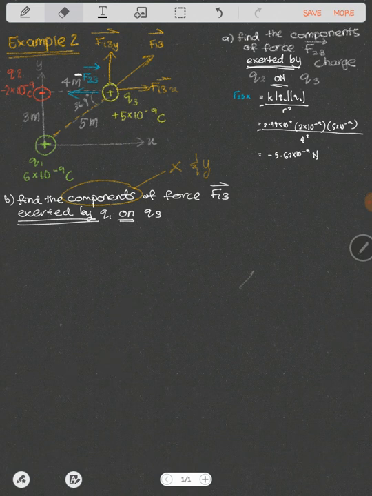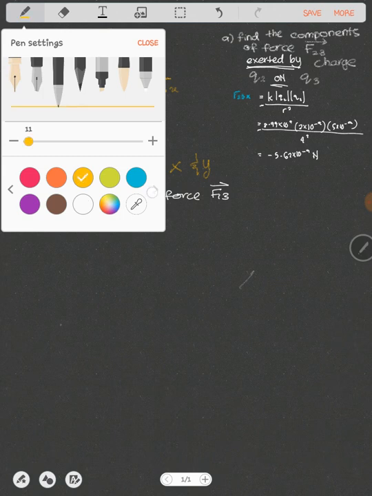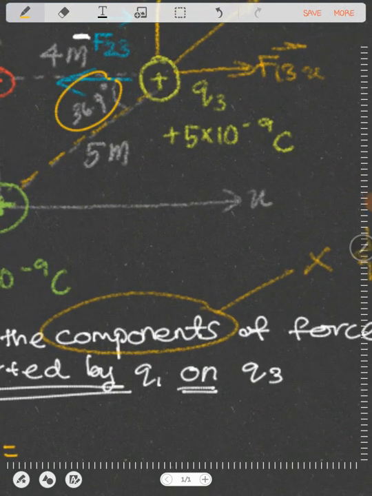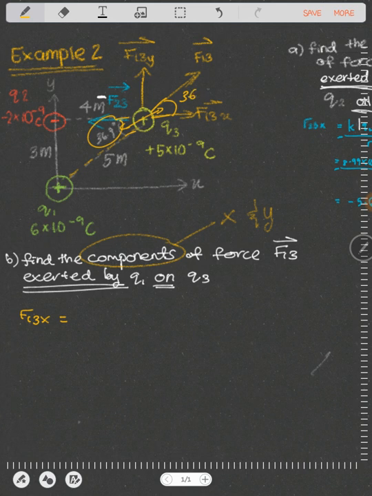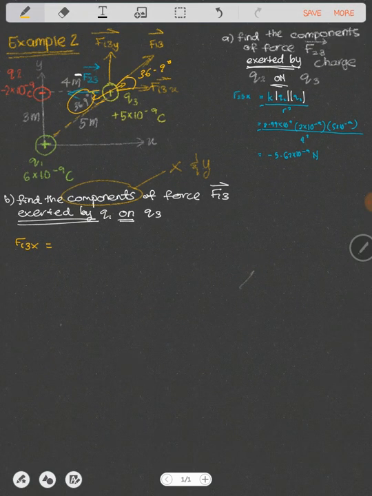Okay, so back to the question. It asks you to find the components. So we're going to start with component X. Since this is 36.9 degree, and the opposite one has the same angle, here also will be 36.9 degree. We need to remember that for the F1 X component, the one that has the angle there, we give it cos 36.9 degree. And the one without the angle, we give it sin.